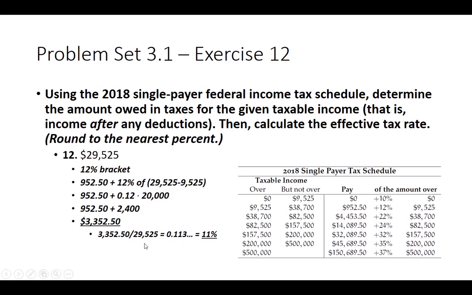Why were we able to stop there? Well, because the directions told us to round to the nearest percent, not the nearest tenth of a percent, not the nearest hundredth of a percent, the nearest whole percentage. So that 3 tells us that the 11 does not round up.